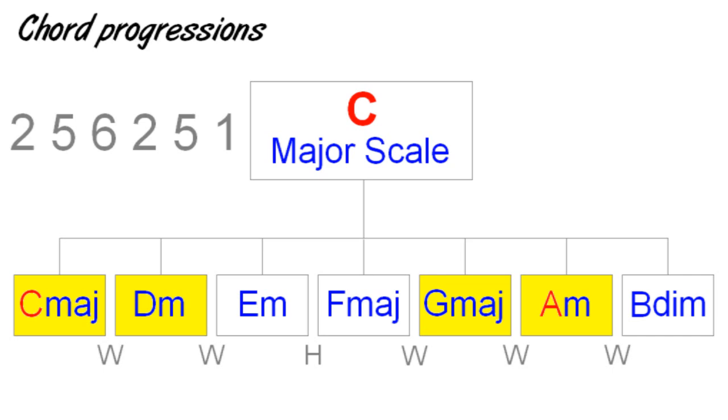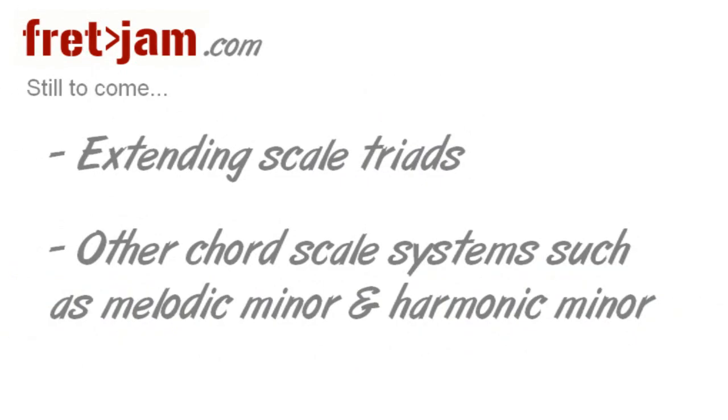Now, we've only been using triads as an example so far, but in a later part we'll look at how we can build seventh and extended chords from the same scale. We'll also look at how we can build chord scales from the harmonic minor and melodic minor scales. However, if you've managed to grasp what was covered in this lesson, you should be able to apply it to any other scale you know independently. Cheers.